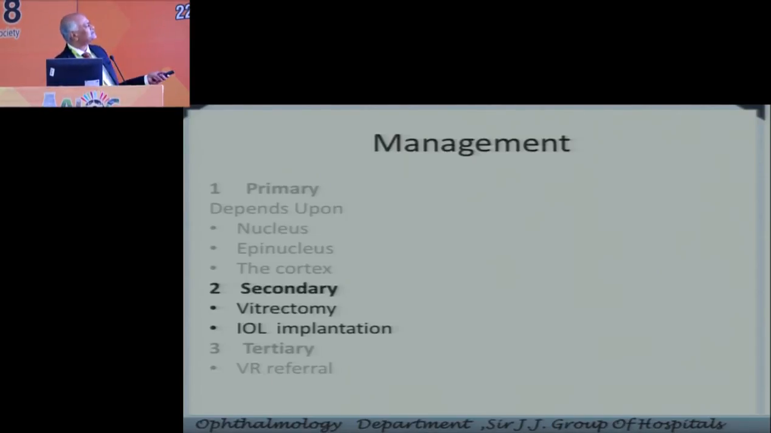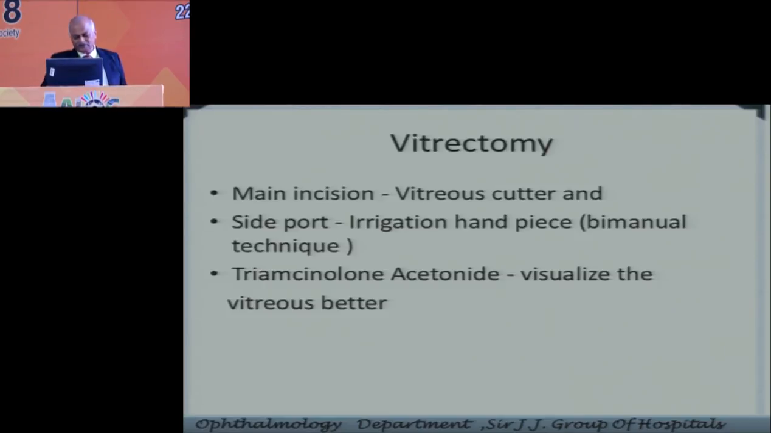Now another thing is the secondary management, that is the vitrectomy and IOL implantation. You have seen the primary management, and you have also seen the chart. Now you will come to another thing, that is a main incision, vitreous cutter and side port, the irrigation handpiece, that is a bimanual technique. You can use triamcinolone acetonide to visualize the vitreous in the anterior chamber, which is very, very important.